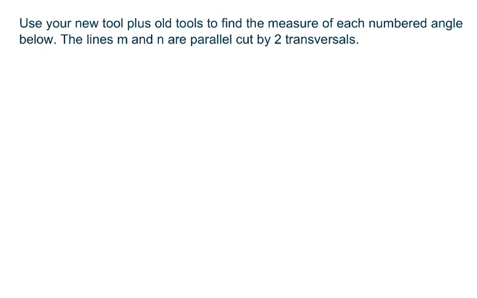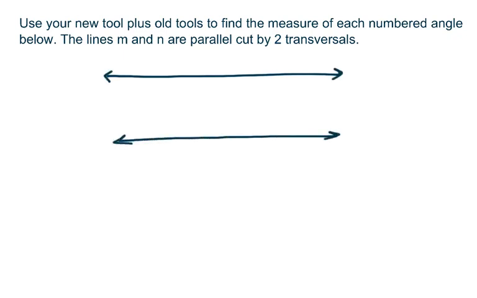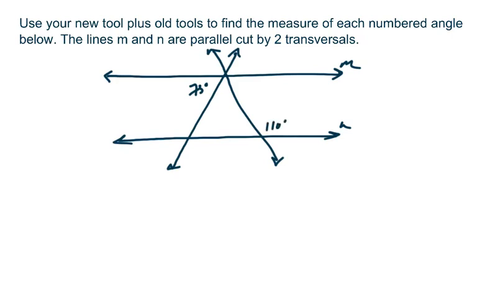All right, so let me set the scene for this. So we have line M parallel to line N, and they're cut by two transversals. And then hopefully you notice right away that we have a triangle inside of there, and then the two given angles: this one is 73 degrees and this guy is 110 degrees. Now we can go through here and find all the other angles that we have. So let's look at this and figure out where we want to start.